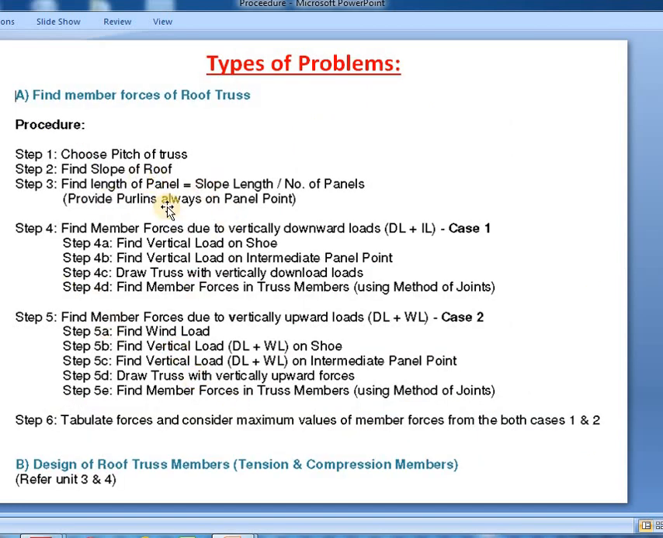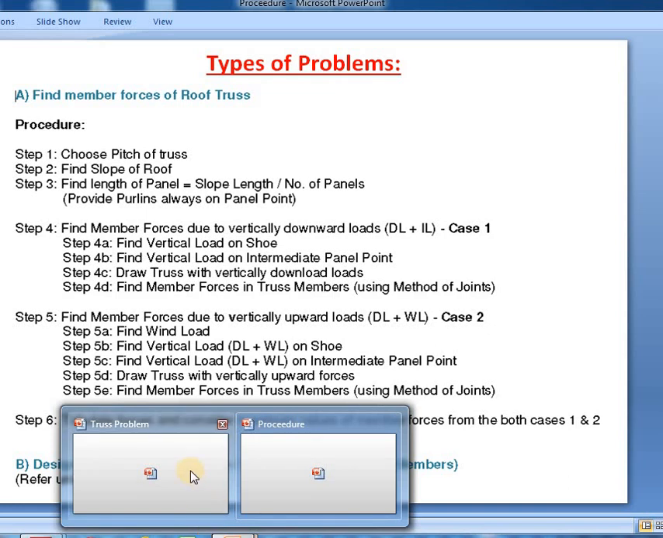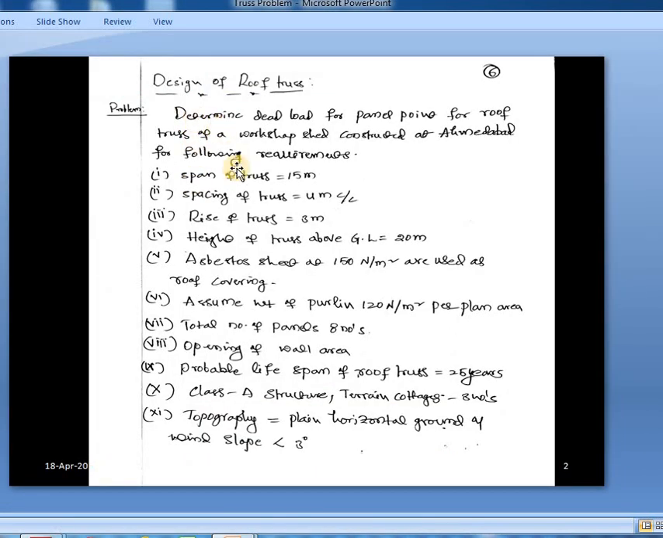Now our problem is to analyze the roof truss and find the member forces. Let us come to the problem. What he is expecting, his requirement is: determine dead load for a panel point for the roof truss of a work shed constructed at Ahmedabad for the following requirements.